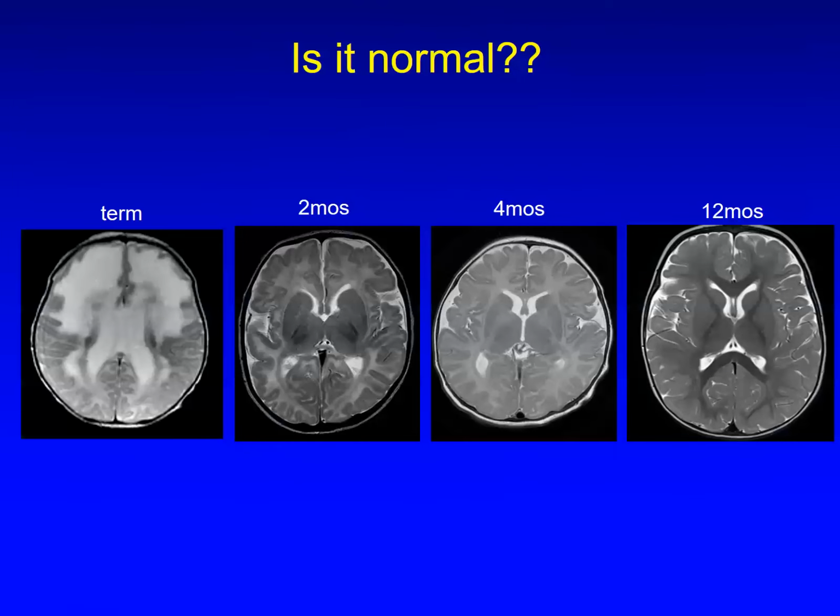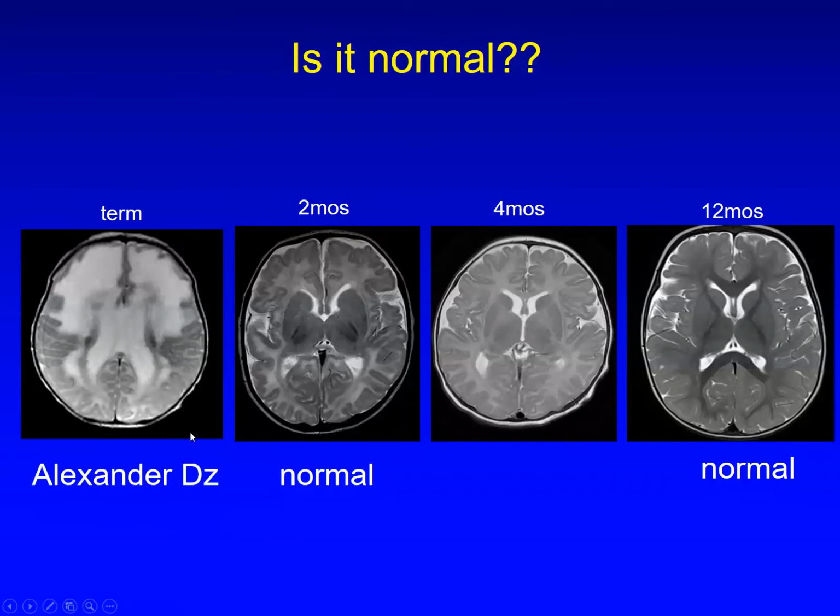Okay. So let's go back to that. Is it normal here? Show you these four again. And two of these are normal. It's these two guys. They're normal. The first one, I think we've seen that a few times, Alexander's disease, frontal predominance, symmetric, predominantly central involvement.